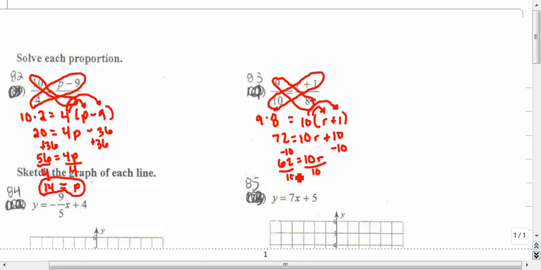So in this case, for problem 83, what is my answer here? 6.2. I have a decimal here. It's a pretty decimal. It ends, so we can do that. You could have written it as a fraction, but 6.2 is completely fine for this problem.